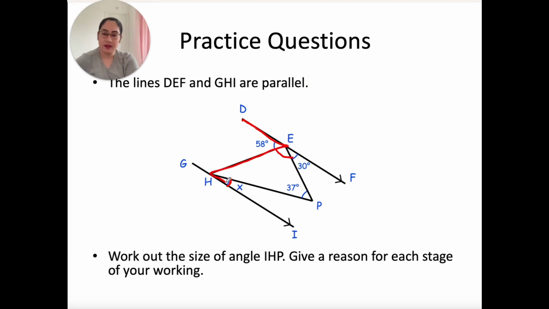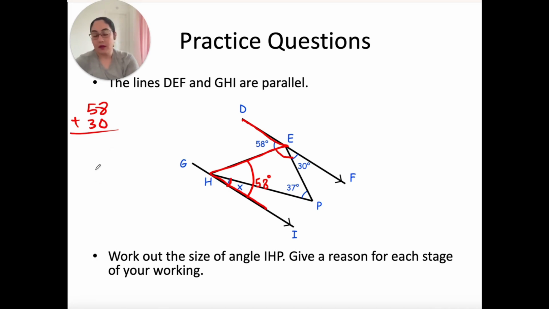I can spot this Z shape right there. So this whole angle, I'm going to label it like this, is going to equal 58 degrees because it's an alternate angle to this. So if I find out what this one is equal to, I can subtract it from 58 to find out what X is equal to, right? So let's do it. Let's find the third angle of the triangle first.